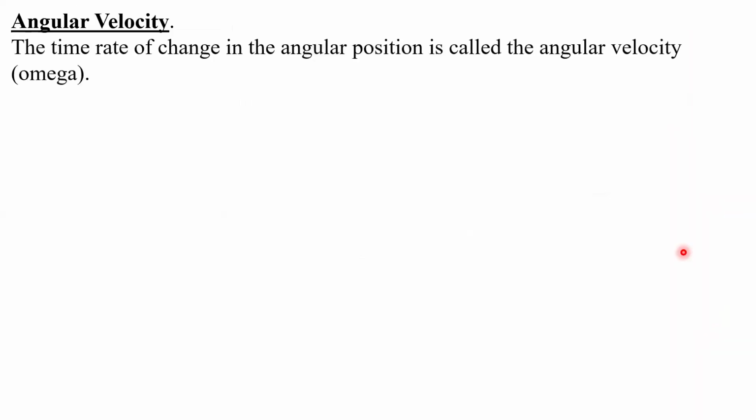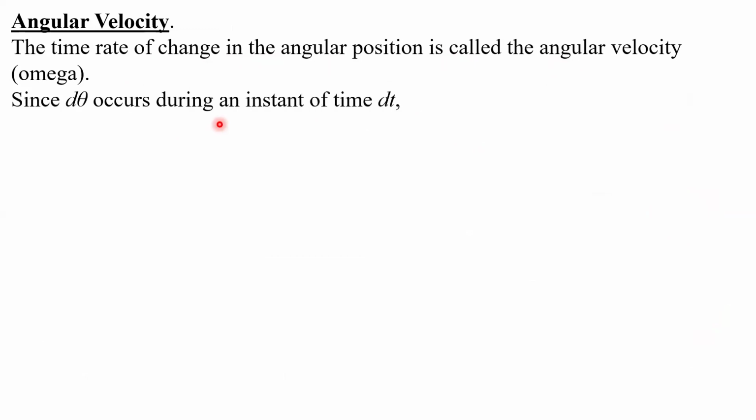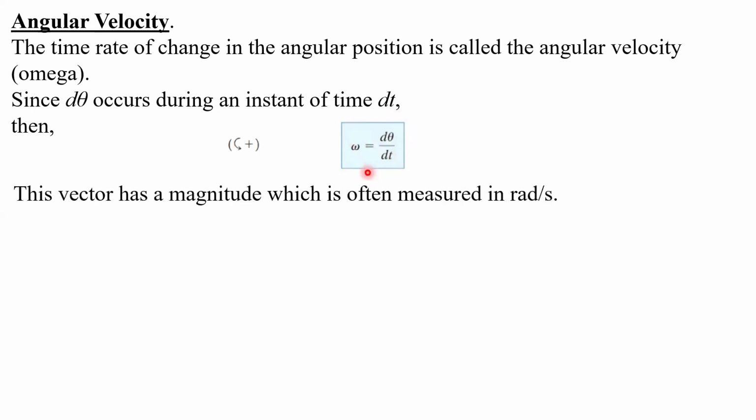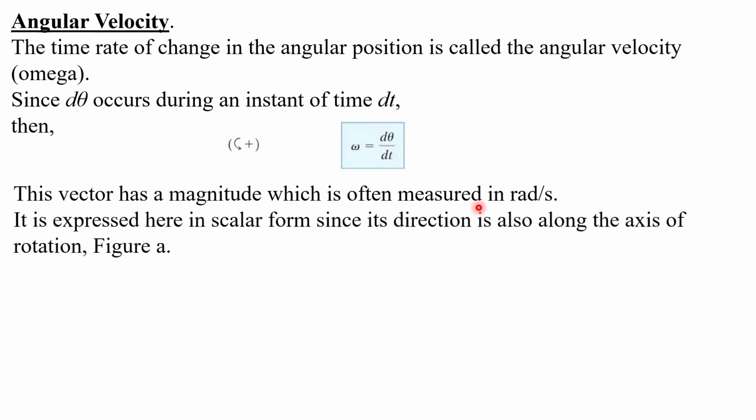Angular velocity. The time rate of change in angular position is called the angular velocity, which is omega. Since d theta occurs during an instant of time dt, then omega is d theta over dt. This vector has a magnitude which is often measured in radians per second. It is expressed here in scalar form, since its direction is along the axis of rotation.